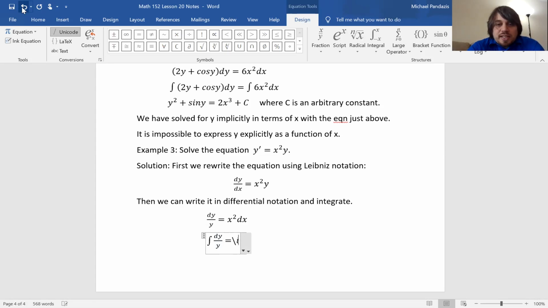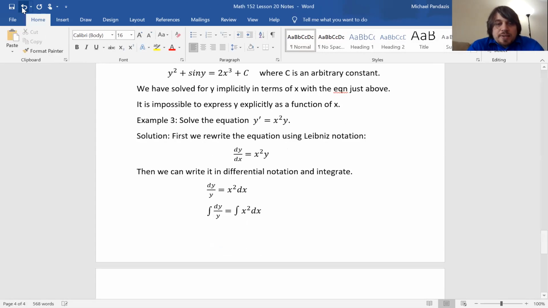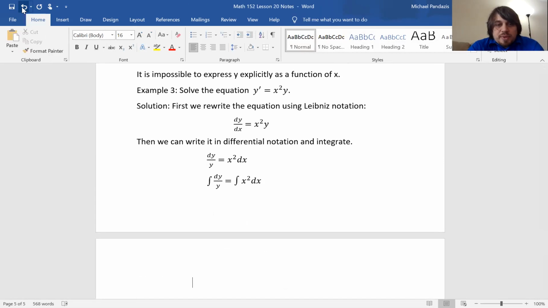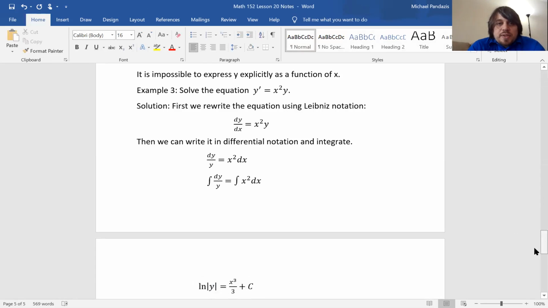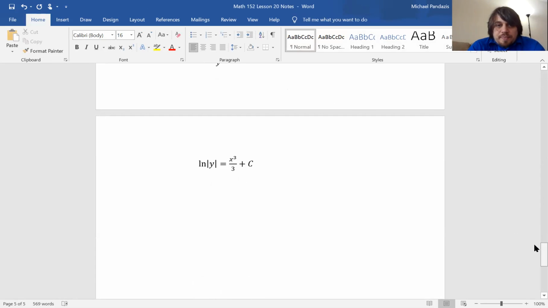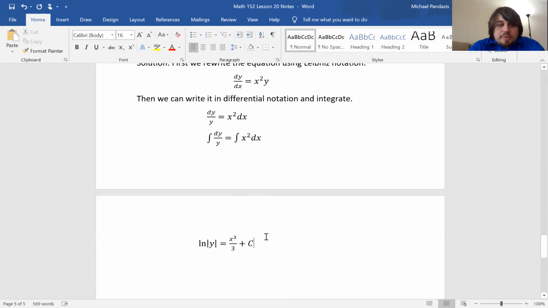Okay, equals integral of x squared dx. And so then you integrate both sides, and then ln of the absolute value of y equals x cubed over 3 plus c. Okay, so you integrate both sides. So you get ln of the absolute value of y equals x cubed over 3 plus c. And so now you solve for y.